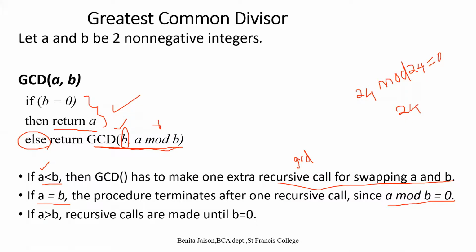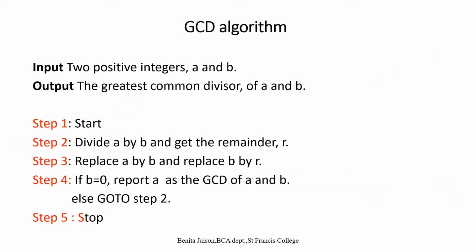If A is greater than B, we will make all the recursive calls. This is the usual condition: if A is greater than B, recursive calls are made until B is equal to 0. Got it? So usually we will be doing only this step, right? If A is greater than B, this is the actual Euclidean algorithm. When we do it manually, we will be repeatedly making the recursive call. Otherwise, if A is less than B, we will make one extra recursive call, right? In order to swap the values of A and B.